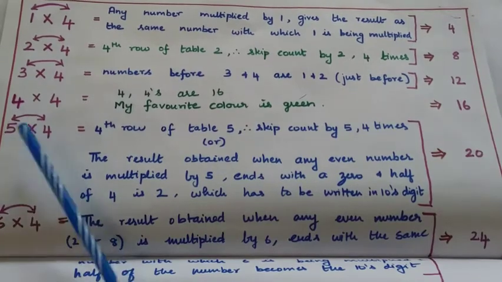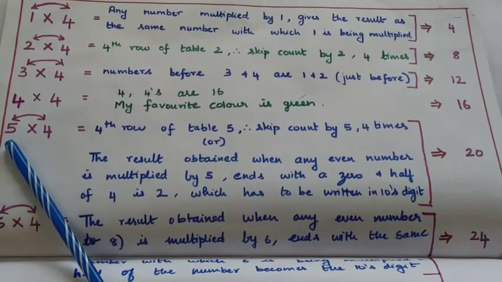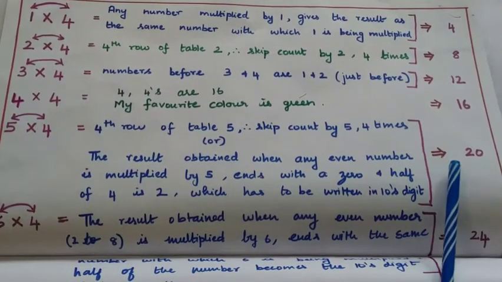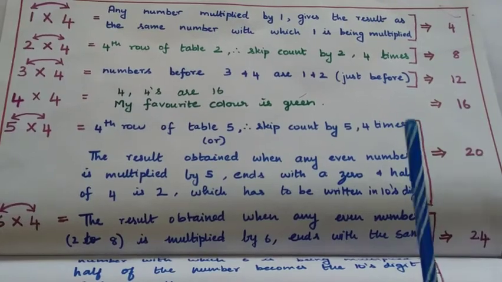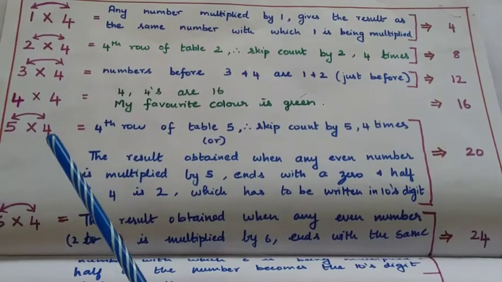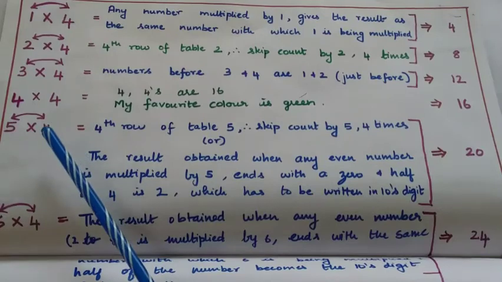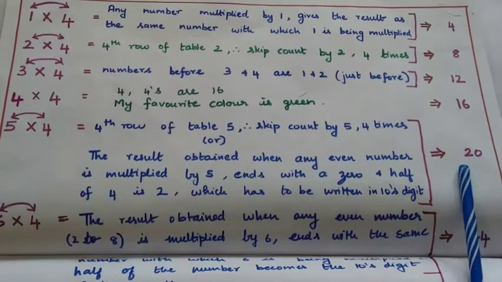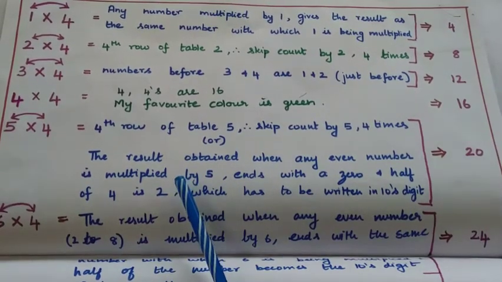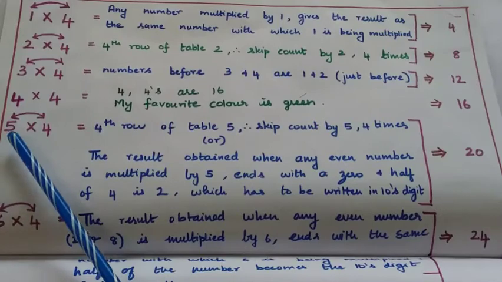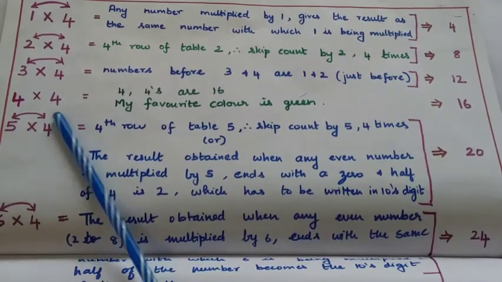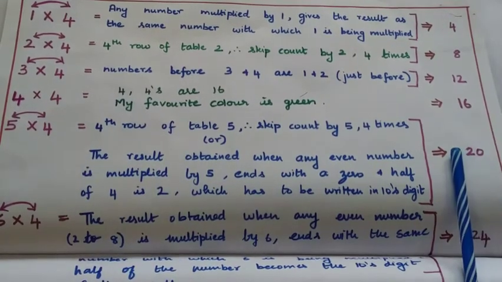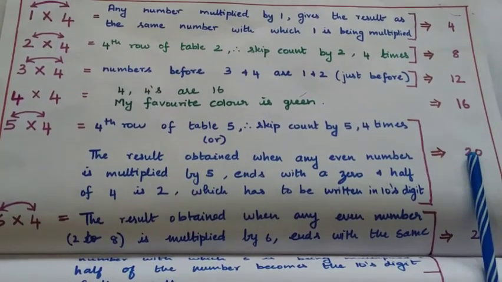5 into 4. We know that 5 into 4 is the same as 4 into 5, and having learnt about the table 5 already, we can easily obtain the result of 5 into 4 without the need to memorize this row again when learning table 4. So you can either use the concept of skip counting by 5, where you need to skip count by 5, 4 times, then the result is 20, or you can use the other trick where the result obtained when 5 is being multiplied by an even number always ends in 0, and half of this 4 is nothing but 2. So 2 becomes the 10th digit, so the result of 5 into 4 is 20.